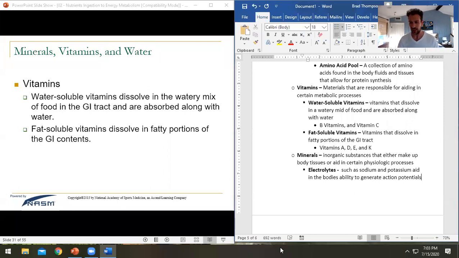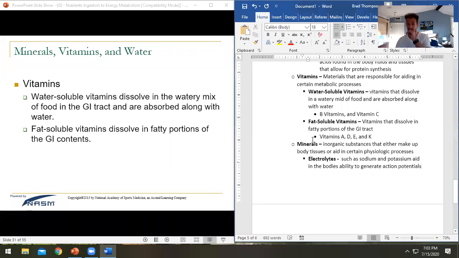Okay. So those are your electrolytes. And those are an example of a different type of mineral. Magnesium, sodium, potassium, those are the classics.